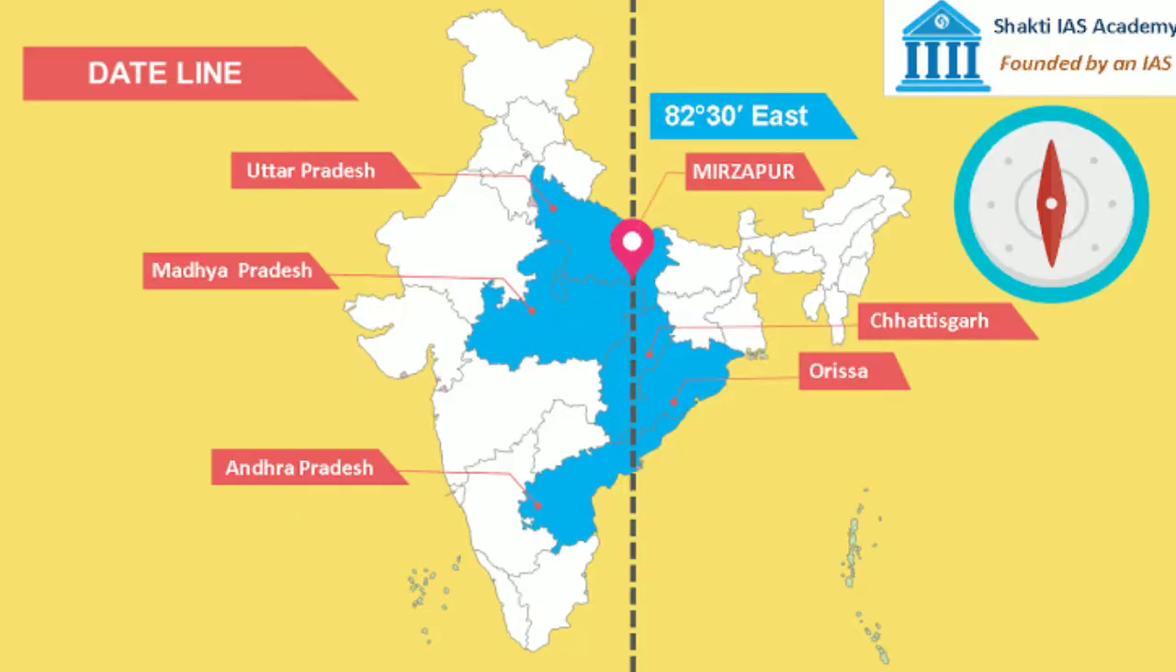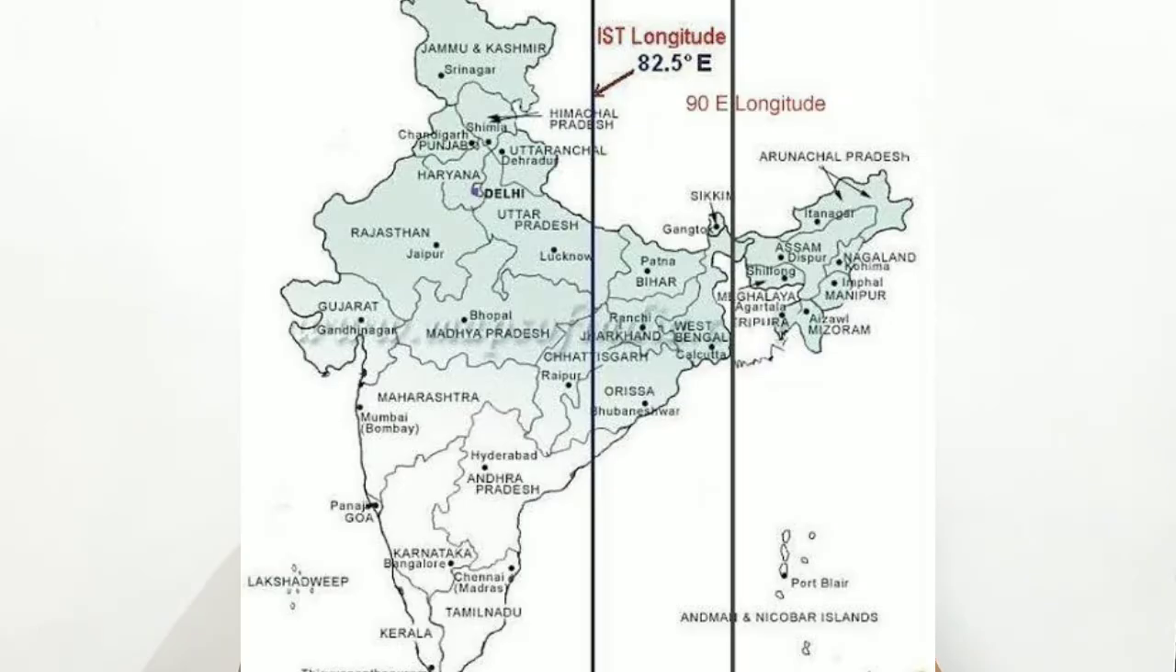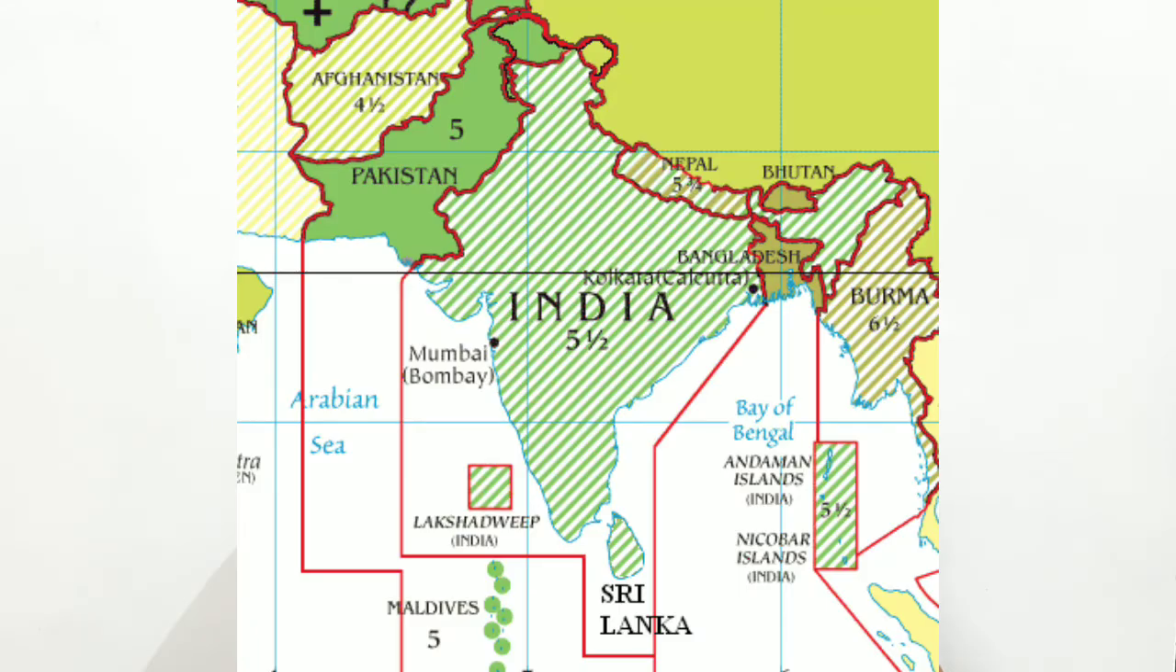So the longitude of 82 degrees 30 minutes east, which is passing through Mirzapur near Allahabad, is considered as the standard meridian of India, as it is the central meridian of our country, and the time that prevails on the standard meridian is considered as the standard time for the whole country. And this is the reason why this meridian is called the Indian Standard Meridian, and the time that prevails on this meridian is considered as the Indian Standard Time or IST.